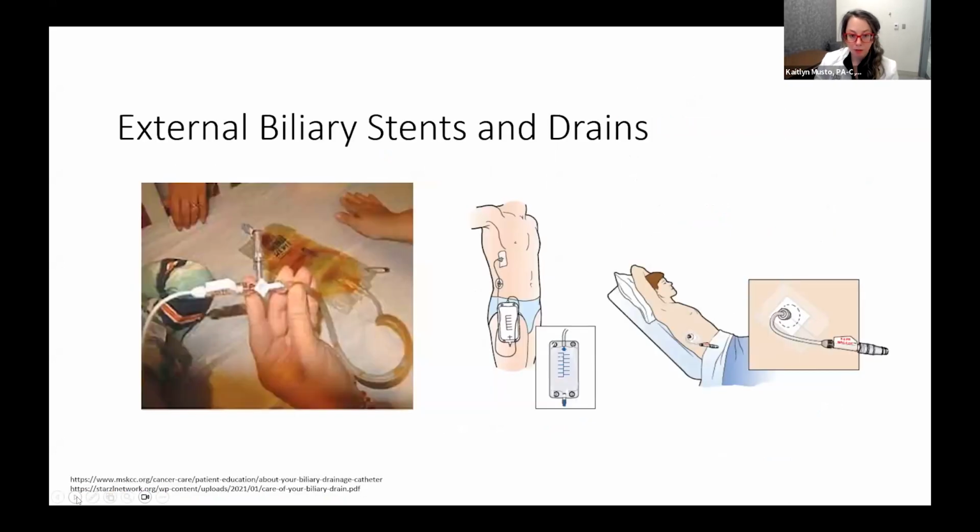These are just some more pictures of what this looks like. This is an actual setup here. So this is the area with the stopcock. This is the drain going to the body. And then this is the external tube here going to the biliary bag. And this is another picture of what it looks like capped.